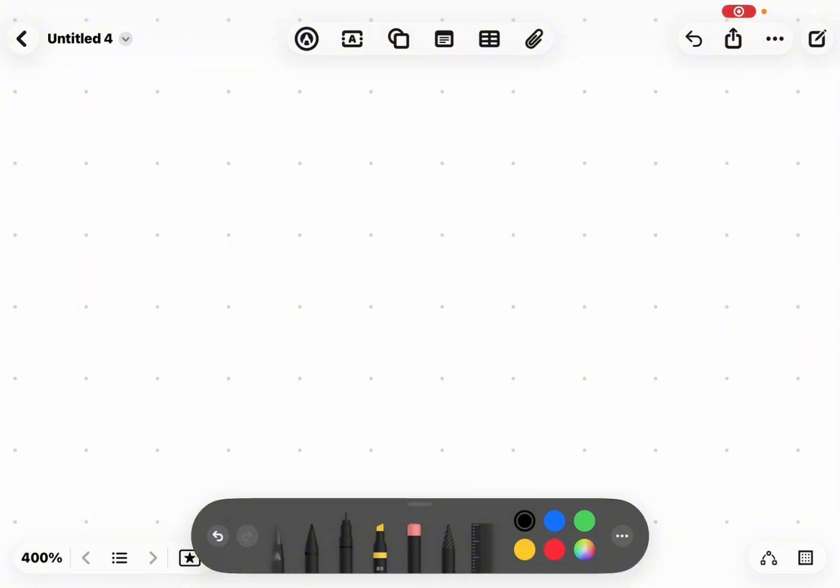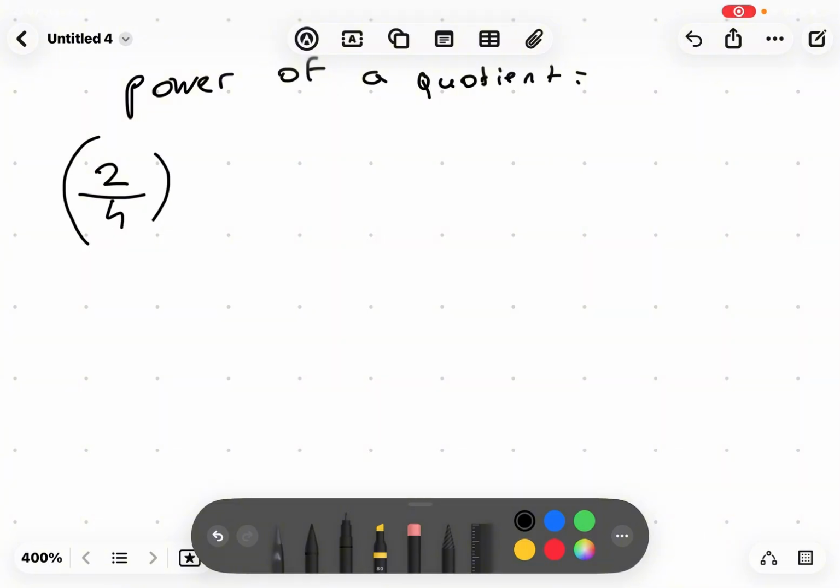After that, power of a quotient. What I mean by this is, let's say we have a fraction in brackets and it is powered. It's basically the same thing as last time. 2 to the power of 2, 4 to the power of 2, right? And then 2 times 2, 4 times 4, which gives 4 over 16.